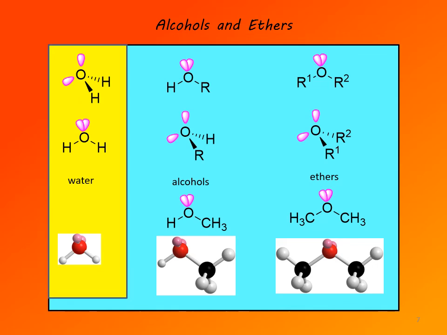Alcohols and ethers can be considered to be formally derivatives of water. So we have a water molecule shown in the upper left, and an alcohol can be formally generated by replacing one of the hydrogens of water with a hydrocarbon substituent, and an ether by replacing both hydrogens of water with two hydrocarbon substituents.